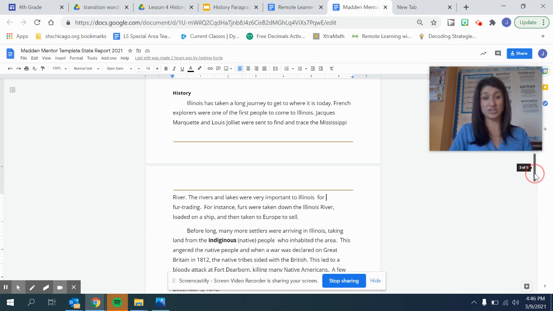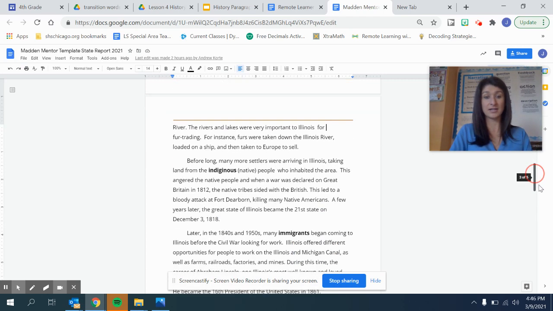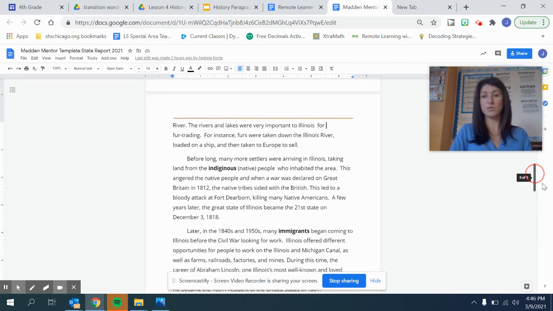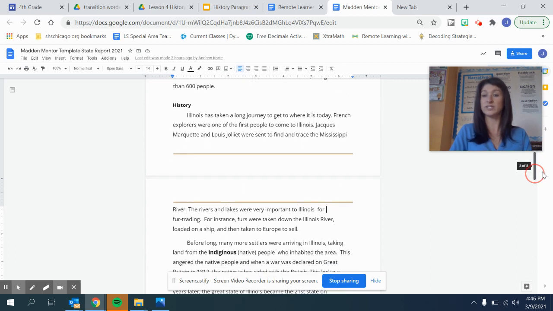Again, you might notice just even by glancing at it, I have it broken up into sections. I also want you to pay attention to which transition words were used.